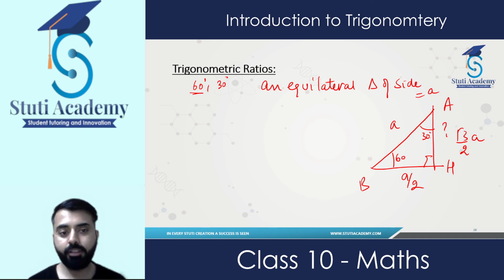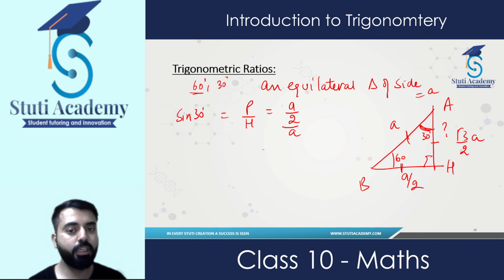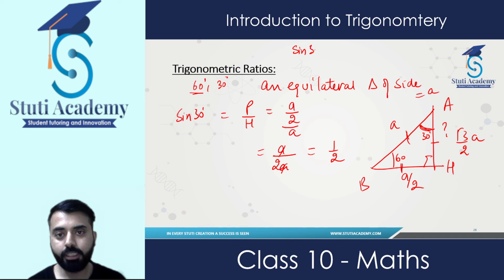So if I consider this 30-degree angle first, this will be the perpendicular, this will be the base, and that will be the hypotenuse. So sine 30 will be what? It will be perpendicular over hypotenuse. That means A by 2 over A, that means A by 2A. This will be cancelling out. I will be having 1 by 2. So sine 30 is 1 by 2. Now let's calculate cos 30 as well.